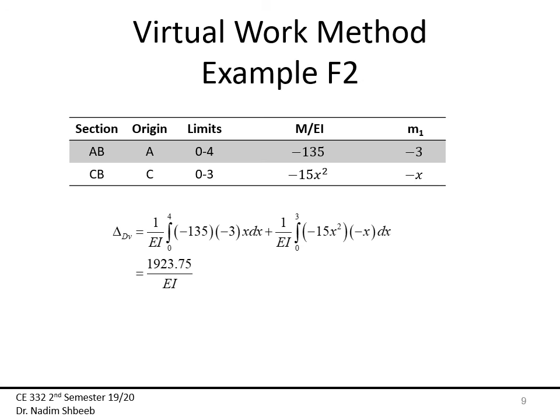So the vertical deflection at D is equal to 1923.75 over EI. Again, positive value indicates that I have chosen the right sense of direction. And that will end the virtual work for the frame. As you can see, it's kind of straightforward. So you guys enjoy your day and be safe out there.